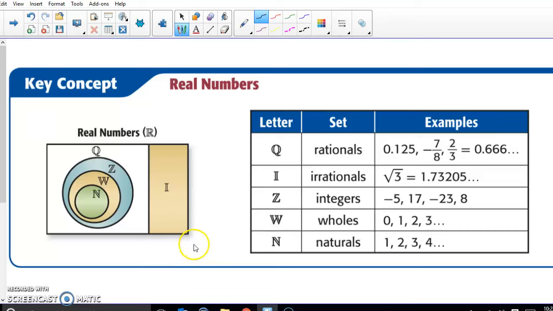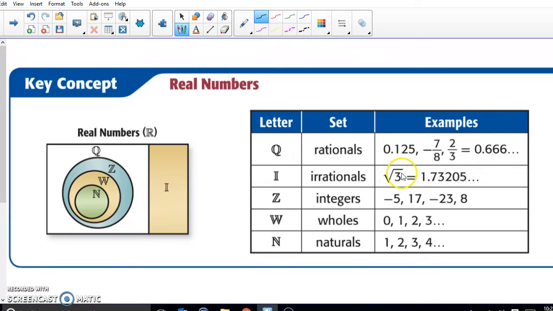Alright, today we're going to look at functions. We're going to start by looking at real numbers and the breakdowns of them. We have rational numbers, which are decimals and fractions. The decimals need to be able to be written as a fraction in fraction form. Irrational are all of the decimal numbers that cannot be written as fractions.